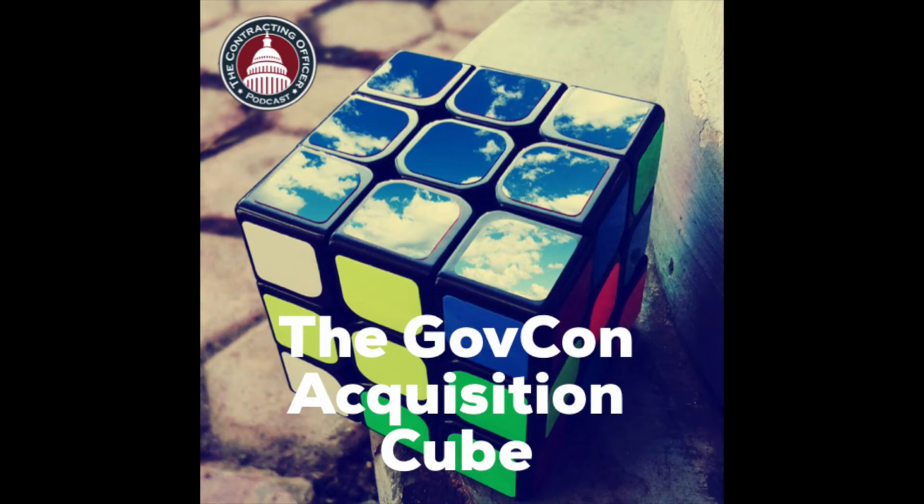That leads us to the next, the location. This is the where. It's the place of performance or the delivery location. And again, this is all wrapped up with the other sides of the cube. They don't work well without each other.